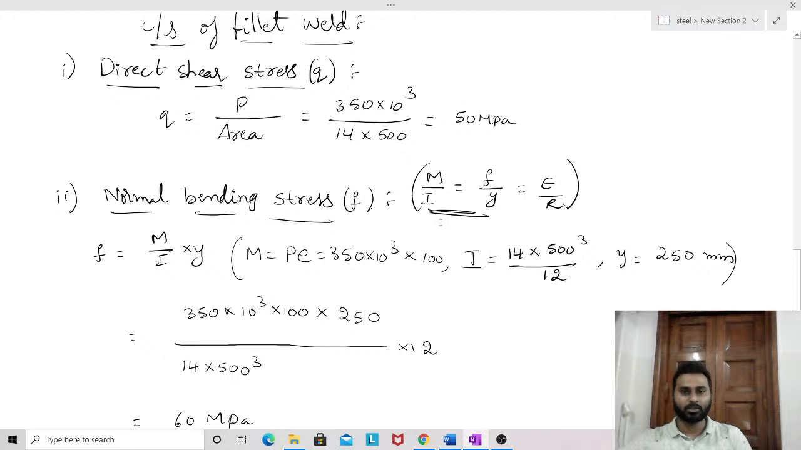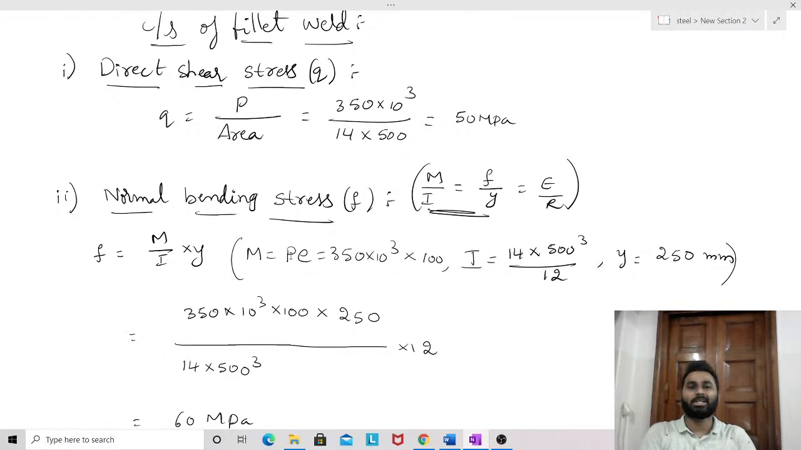Now here in this question, in these welded connections, we are going to make use of these two terms to calculate this stress f. Now f is equal to M upon I into y. M is nothing but moment. To get the moment, we need to multiply the load and the distance between the weld group and the line of action of the force, that is P into e.